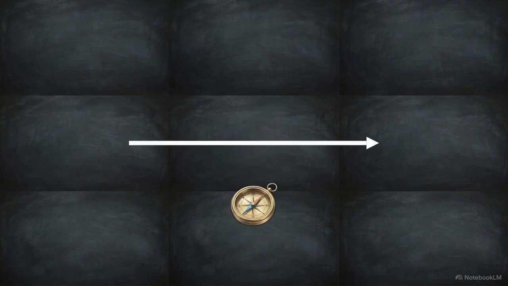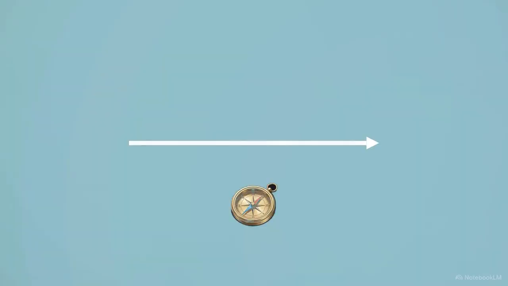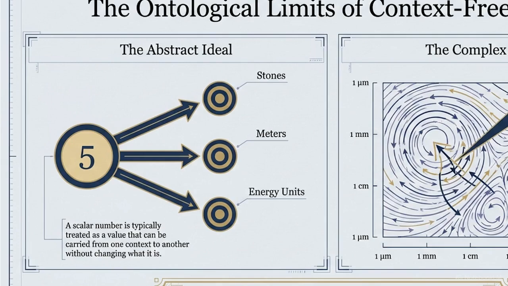A scalar records how much of something there is. A vector records how much and in which direction. Both assume the surrounding environment is irrelevant to the value itself. That abstraction fails when the environment dictates a value's meaning.